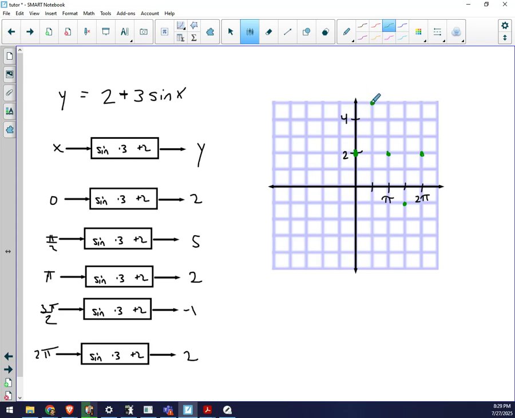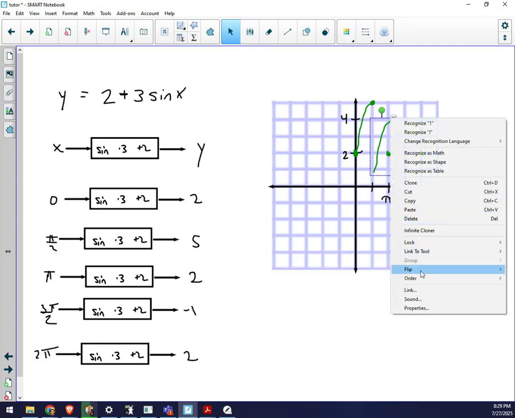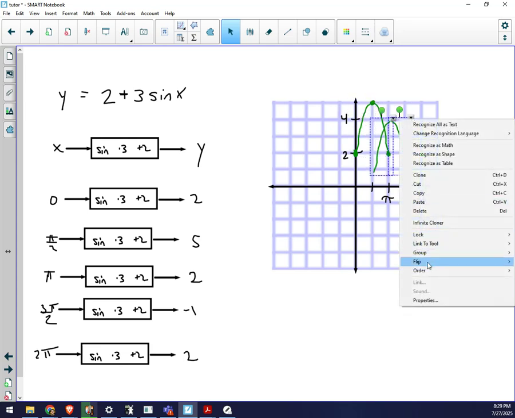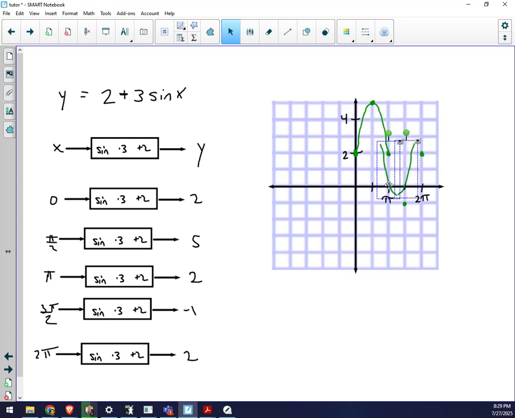And you can kind of picture the graph doing this. I'm actually going to try to cheat here and give myself some symmetry. Flip it left to right, and then I'll take this whole thing and flip it up, down to connect my points. Okay, so that would be one period of this function, and it would repeat.